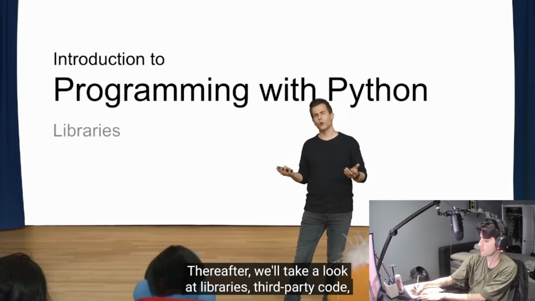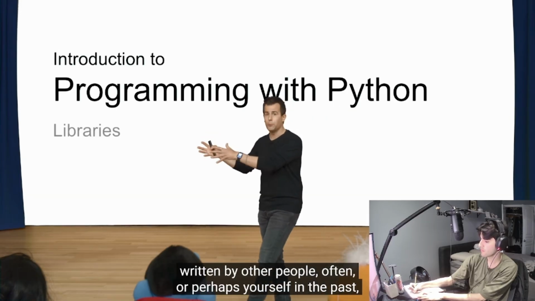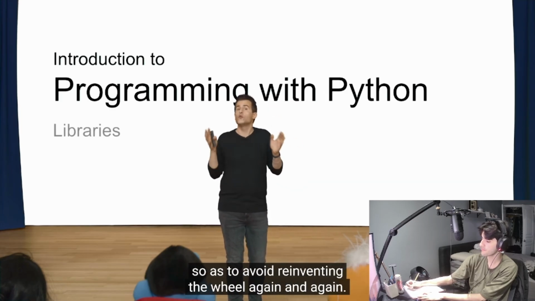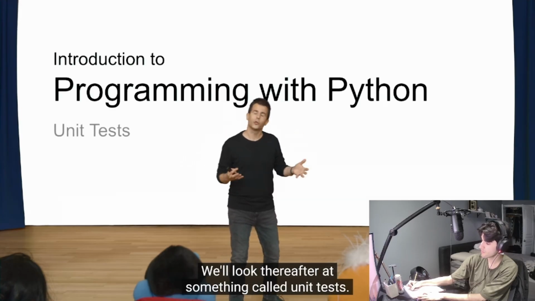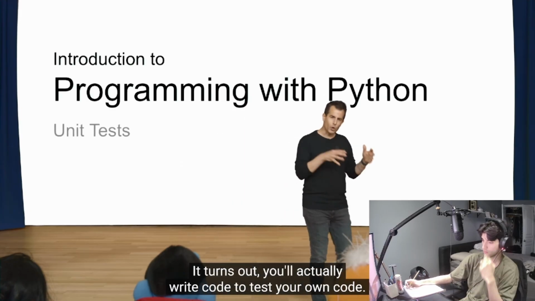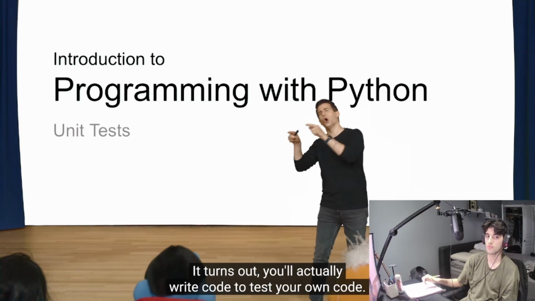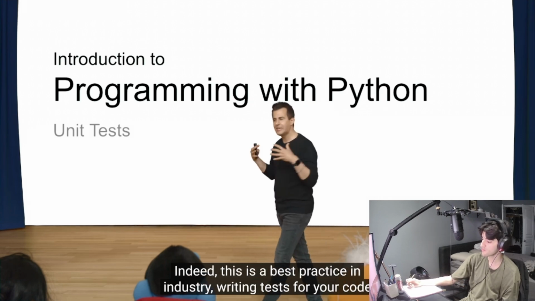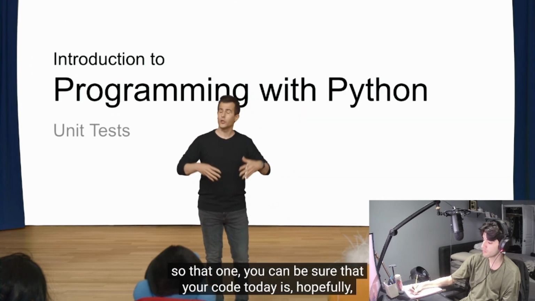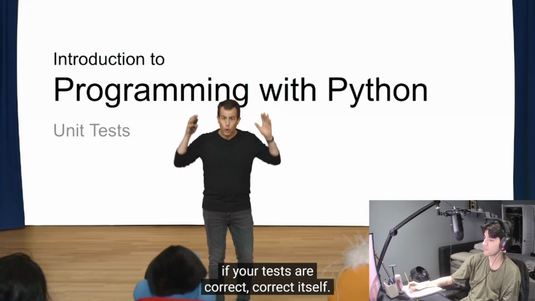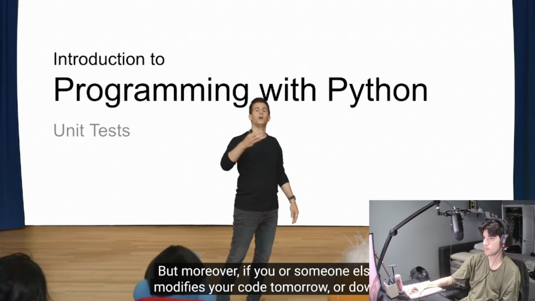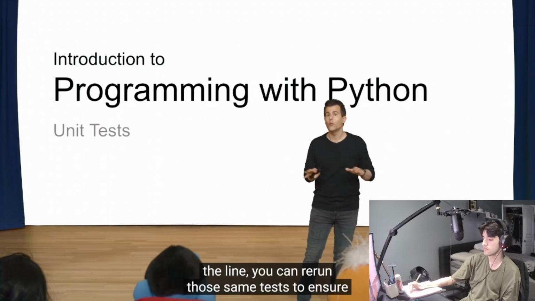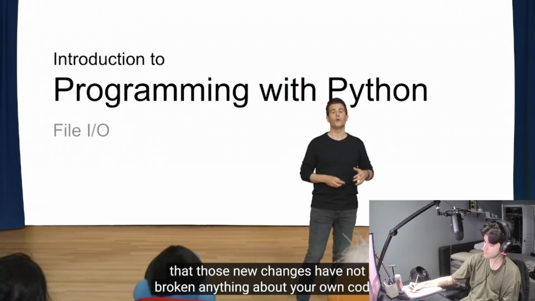Thereafter, we'll take a look at libraries, third-party code written by other people often, or perhaps yourself in the past, that you can use and reuse in your own projects so as to avoid reinventing the wheel again and again. We'll look thereafter at something called unit tests. It turns out you'll actually write code to test your own code, but you won't have to write tests for your tests. Indeed, this is a best practice in industry, writing tests for your code so that, one, you can be sure that your code today is, hopefully, if your tests are correct itself. But moreover, if you or someone else modifies your code tomorrow or down the line, you can rerun those same tests to ensure that those new changes have not broken anything about your own code.